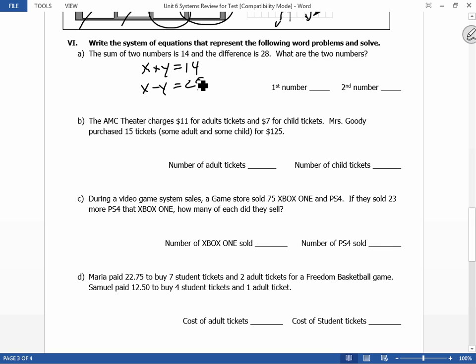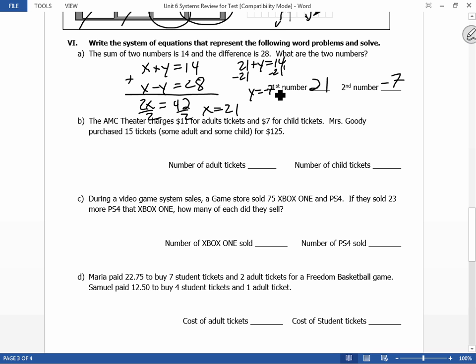Well, right away I can see that I'm just going to add the two equations together because the coefficients of the y's are additive opposites, and I'll get 2x equals 42, which I'm going to divide by 2. X is 21. So my first number is 21. So my second number, if I solve that, is negative 7. I'm not even going to do the second step of the problem for you. But, well, I guess I can. So 21 plus y equals 14. Subtract 21 from both sides. Y equals negative 7.